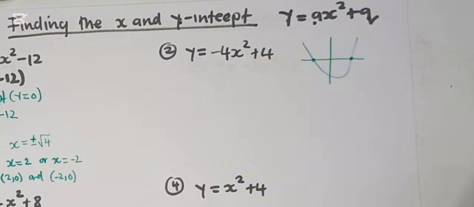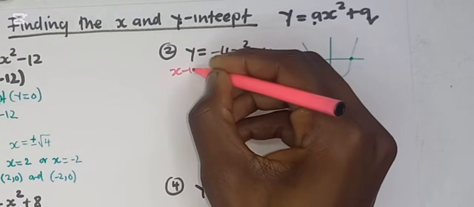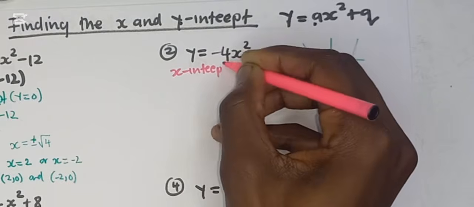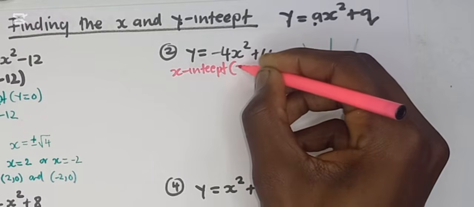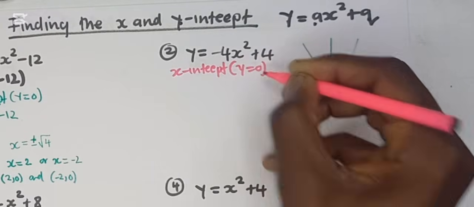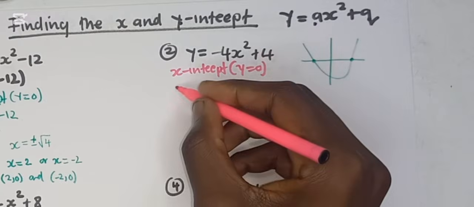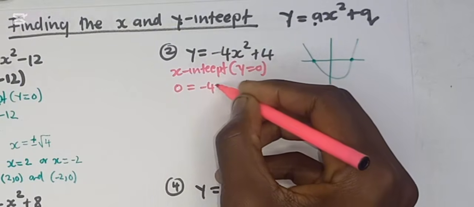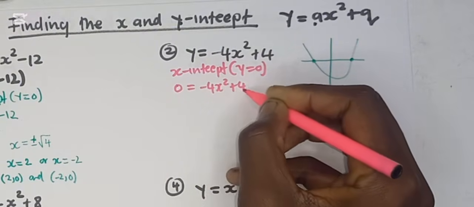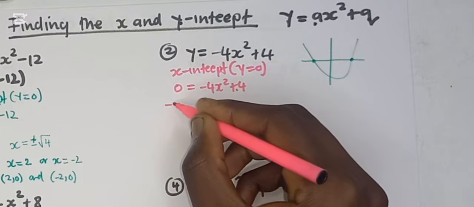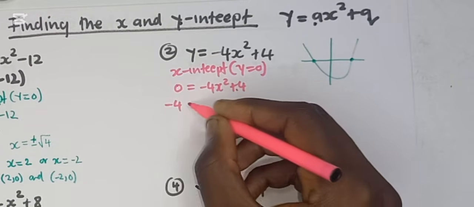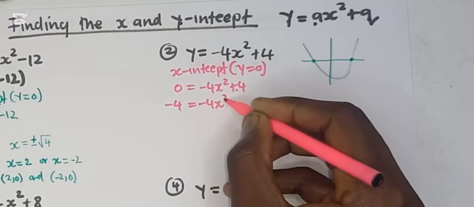It's going to be 4. So for the x-intercept, we have to let y be equal to 0. So we're going to put 0 here: negative 4x squared plus 4. And we take this one to the other side. It's going to be negative 4, which is equal to negative 4x squared.